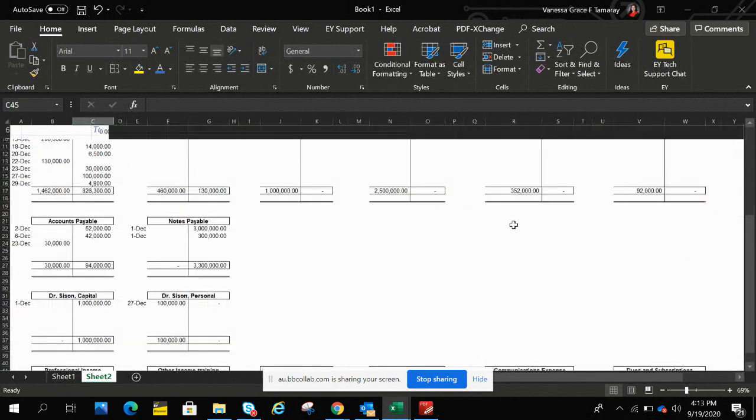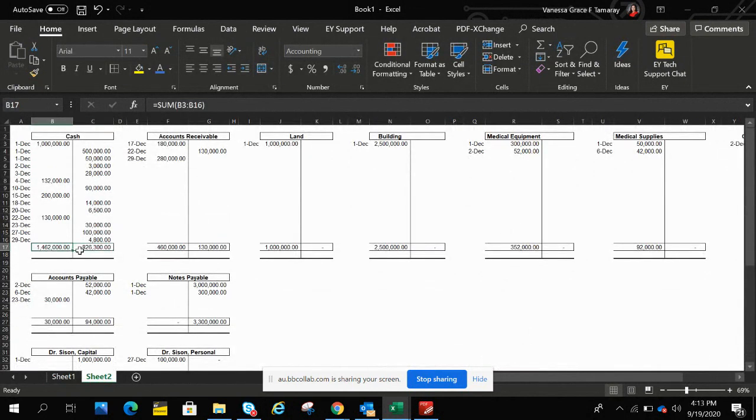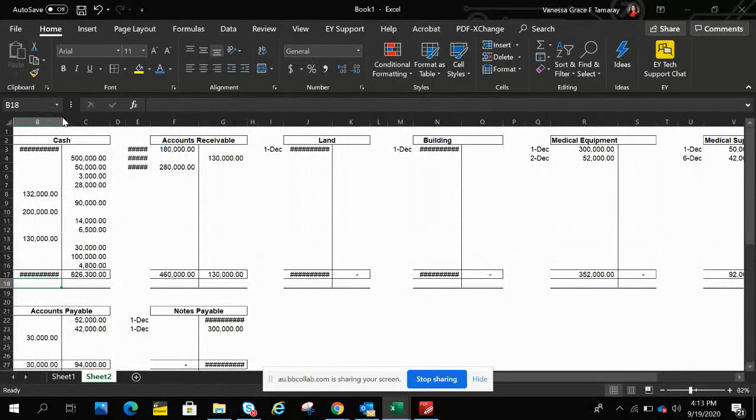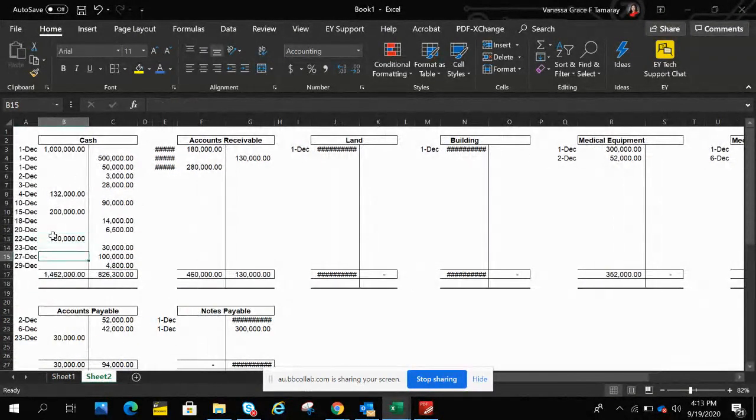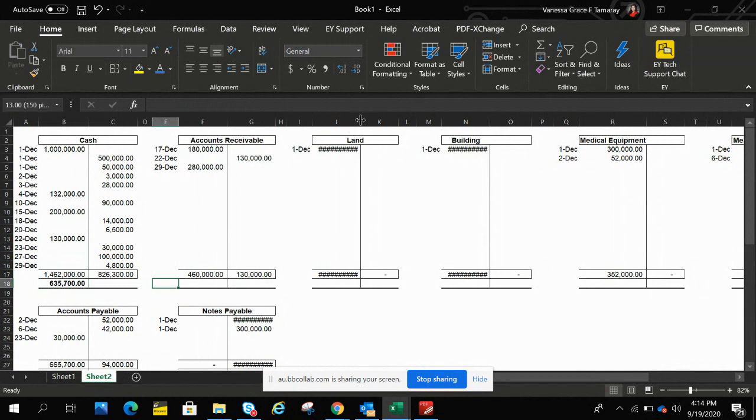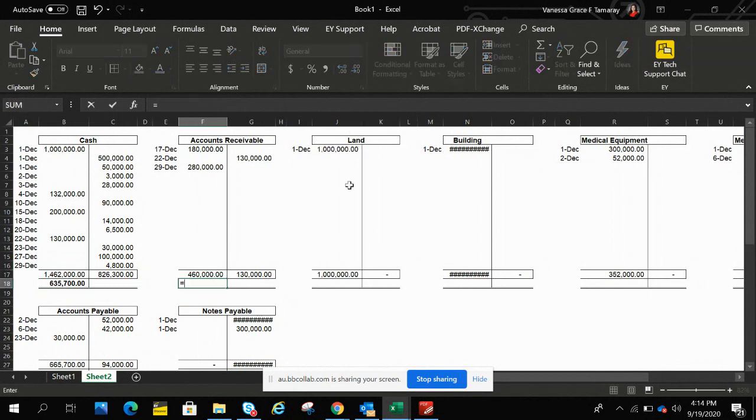Ayan. Okay. So, now we're ready to prepare our trial balance. Kunin natin yung balances at the end. So, sa cash, magkano yung balance natin dito? We have debit side, 1,462. We have credit side, 8,263. So, magkano ba ito? Meron tayong total debit na 635,700. About accounts receivable, debit side 460 less 130,000, 330,000. And then land, 1 million.